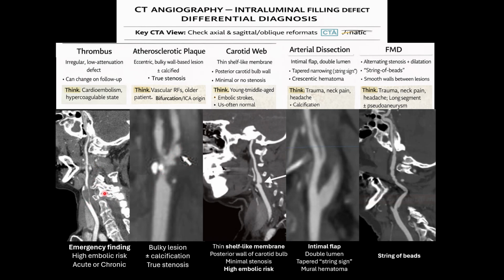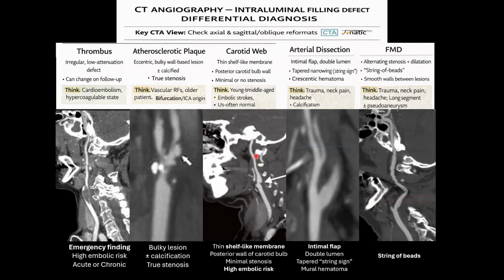The other cause is intraluminal thrombus. Here we are able to see an irregular low attenuation defect at the carotid bulb. This is an emergency finding, and it has a high embolic risk of causing stroke. It can be acute or chronic.